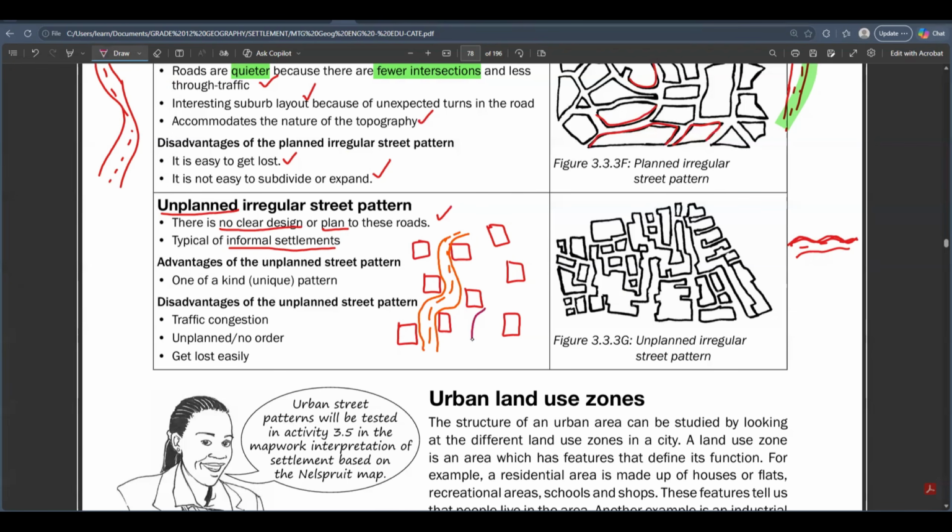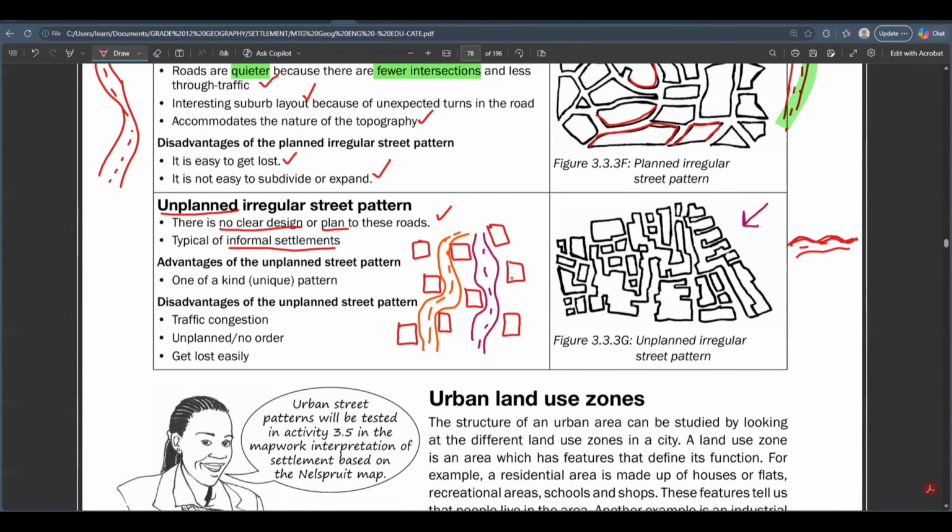And then now the roads connecting those houses, they started developing as well. And it makes an unplanned irregular street pattern. So you will not be able to establish any pattern here, because it's irregular, it's unplanned.